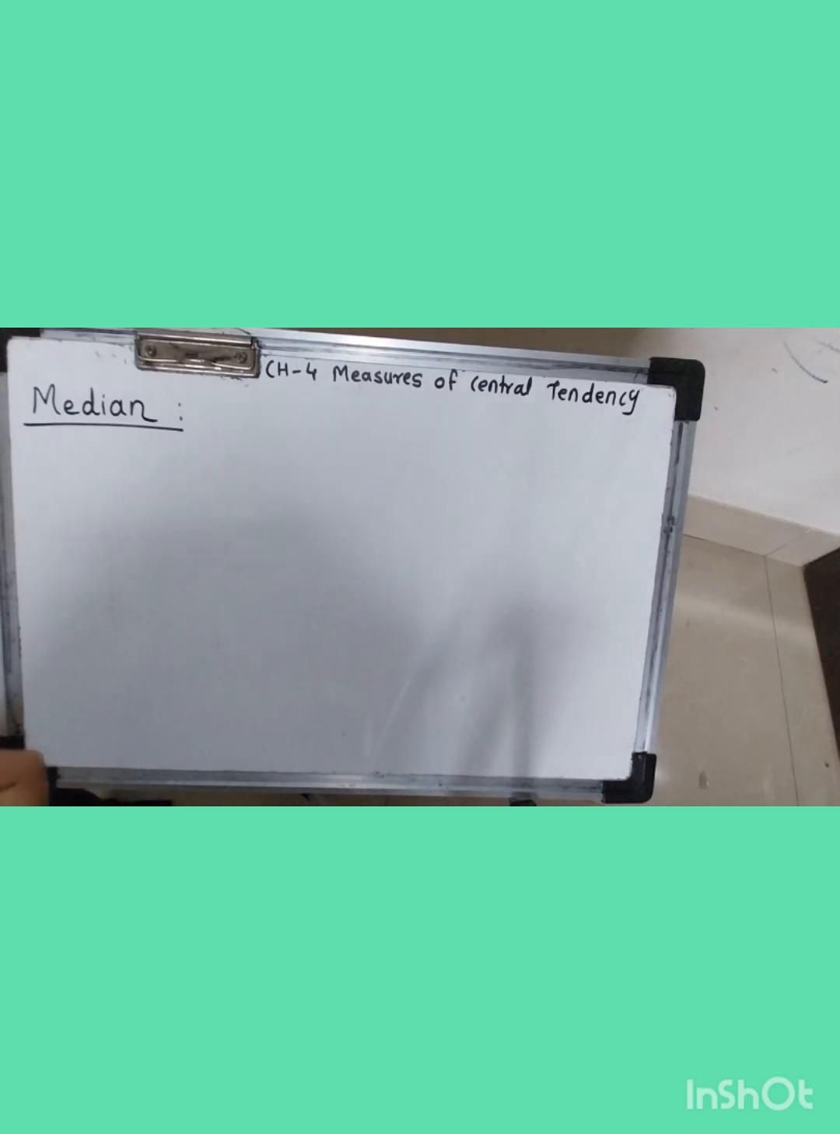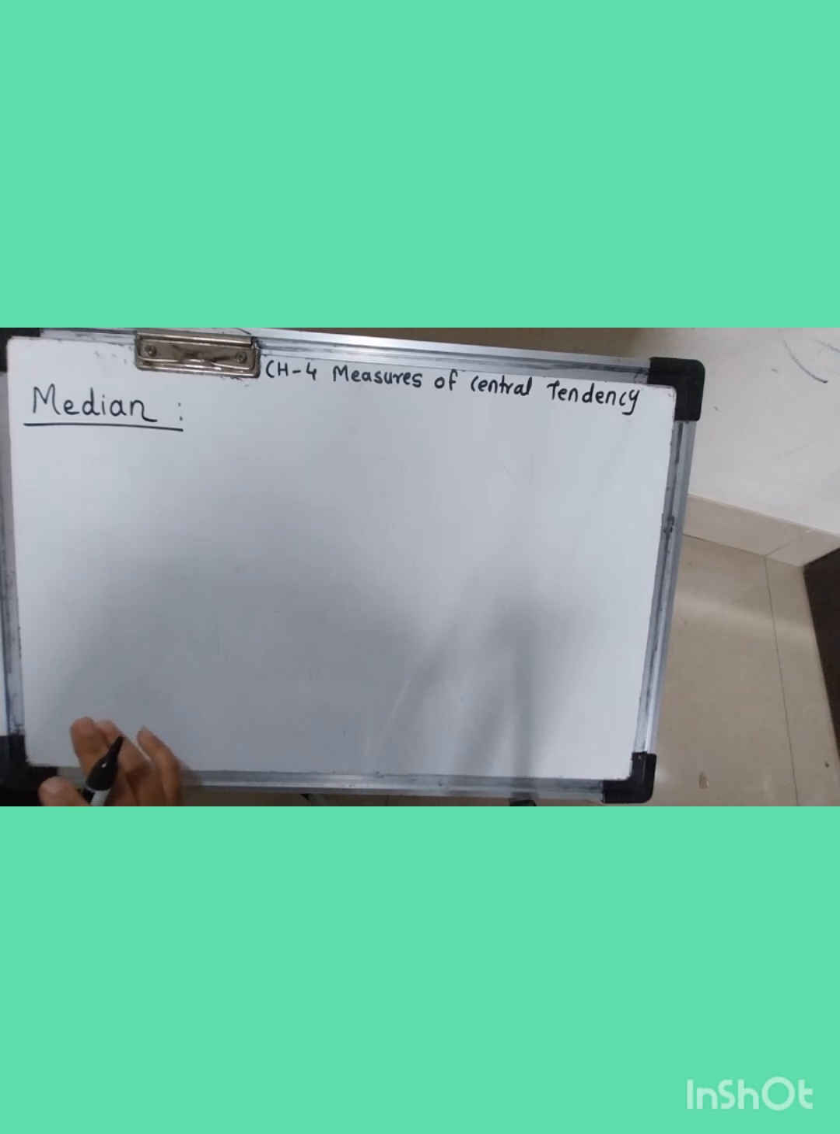Hello everyone. This is the fourth chapter, Measure of Central Tendency. In that, the second topic is median. We studied about mean, and now the second is the median. What is the median?